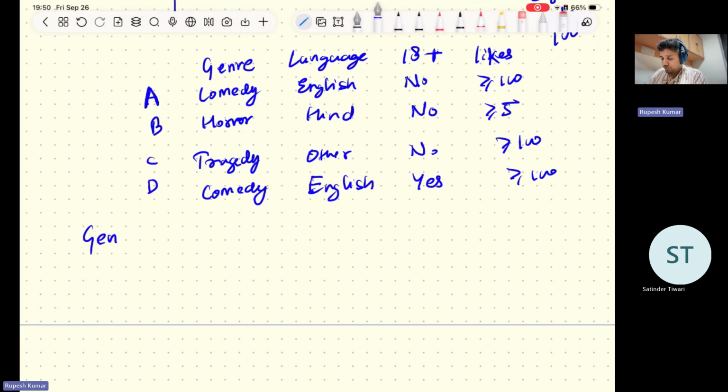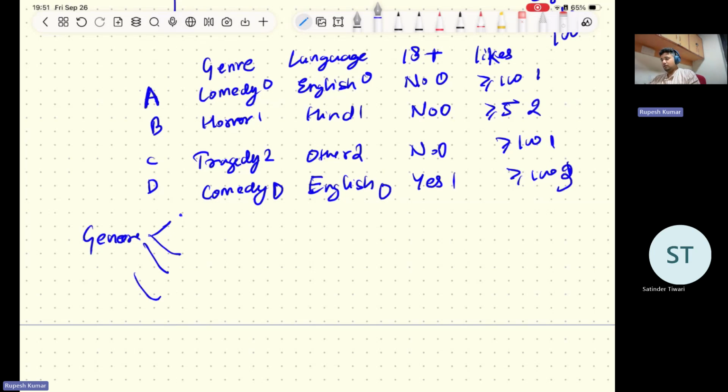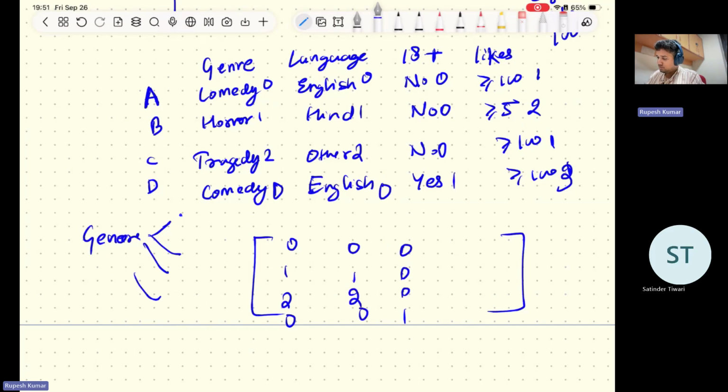Now, can you transform all this? So let's say for genre, you have four genres, right? So you can assign a number to each of these. Comedy is 0, horror is 1, tragedy is 2, again comedy is 0. English is 0, Hindi is 1, other is 2, English is again 0. And let's divide the likes into ranges. So let's say greater than 100 is 1, greater than or equal to 5 is 2, greater than 100 is 1, greater than 1000 is 3, right? So now you have a matrix that looks like this: 0, 1, 2, 0, 0, 1, 2, 0, 0, 0, 0, 1, again 1, 2, 1, 3, right?